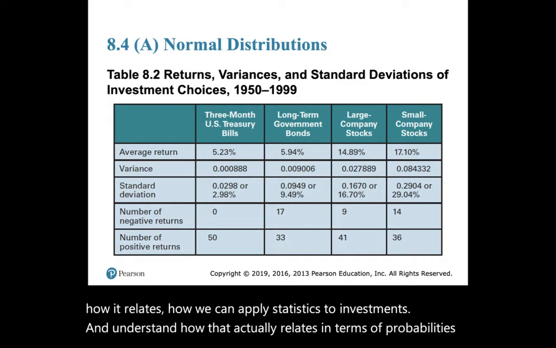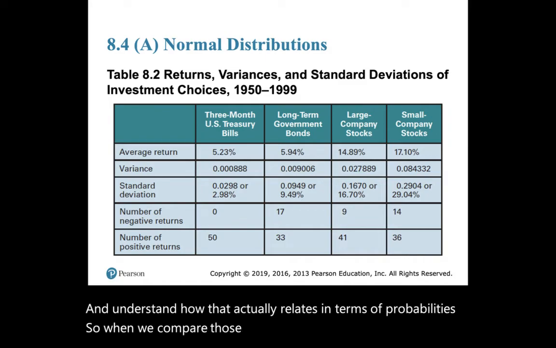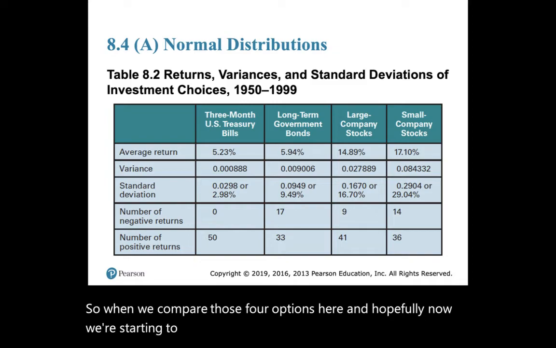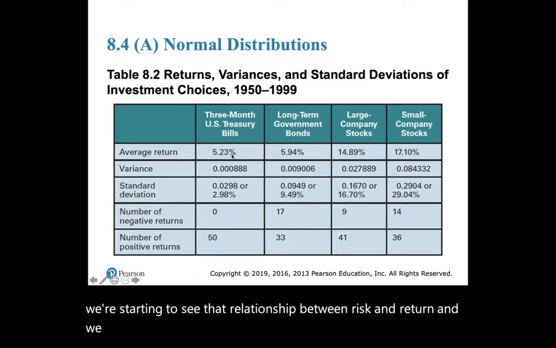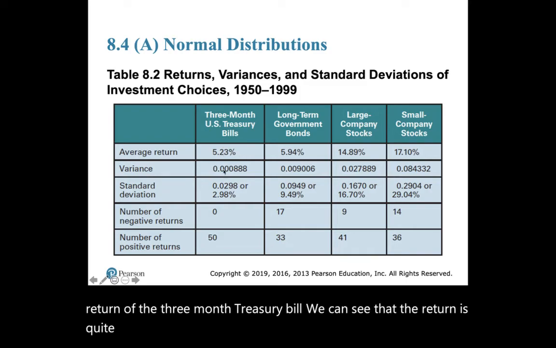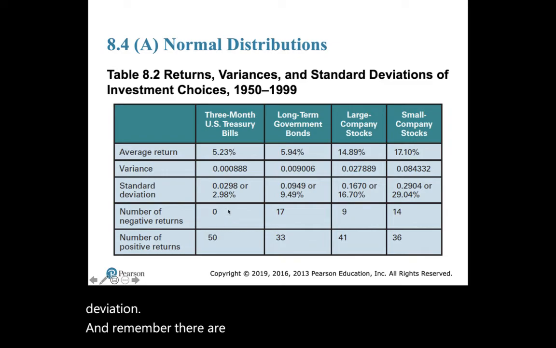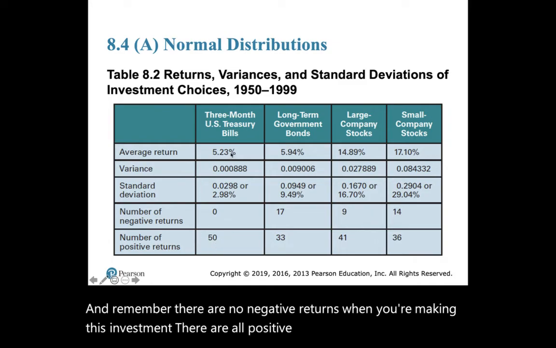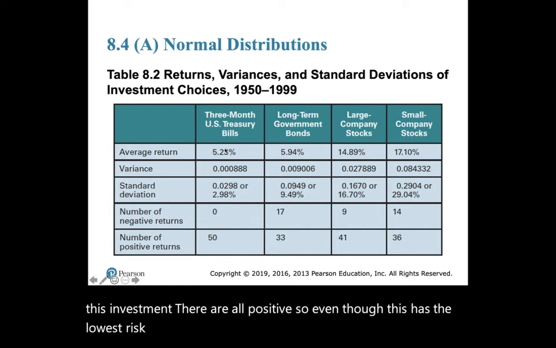So when we compare those 4 options here, hopefully now we're starting to see that relationship between risk and return. And when we actually compile the averages, if we look at the average return of the 3-month Treasury bill, we can see that the return is quite low, but it also has the lowest variance and the lowest standard deviation. And remember, there are no negative returns when you're making this investment. They're all positive. So even though this has the lowest risk, it also has the lowest return. We have no risk of losing our money, but we also have a lower return.